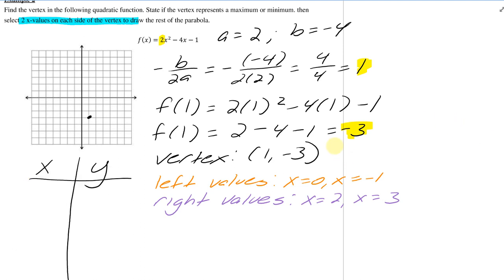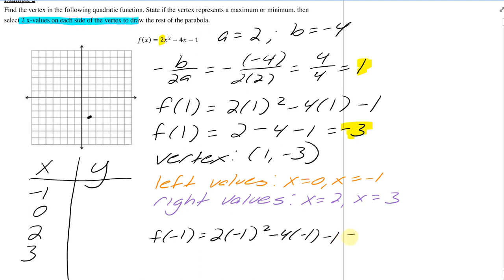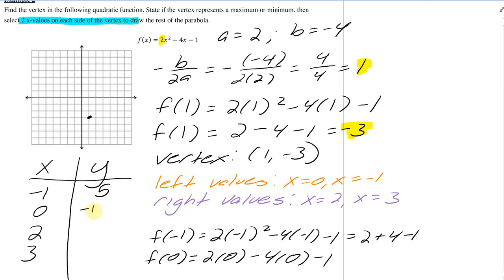Okay, so I'm going to take these values and plug them into this table. I'm just going to go in order: -1, 0, 2, and 3. Here are the values I want to plug into this function. If I plug in f of -1, I get 2 times -1 squared minus 4 times -1 minus 1. This will be 2 plus 4 minus 1, so this one will equal 5. Then if I plug in f of 0, this will give me 2 times 0 minus 4 times 0 minus 1, so this will equal -1. There are my two values on the left.